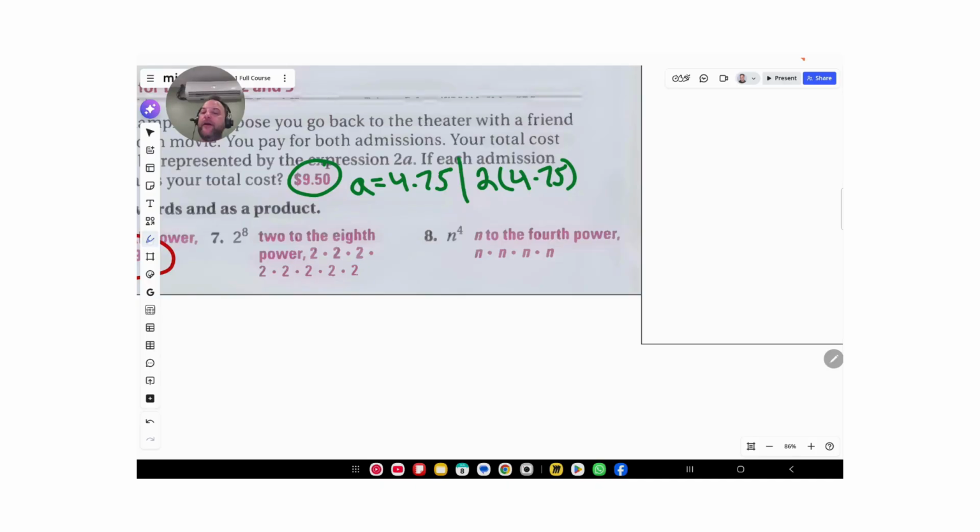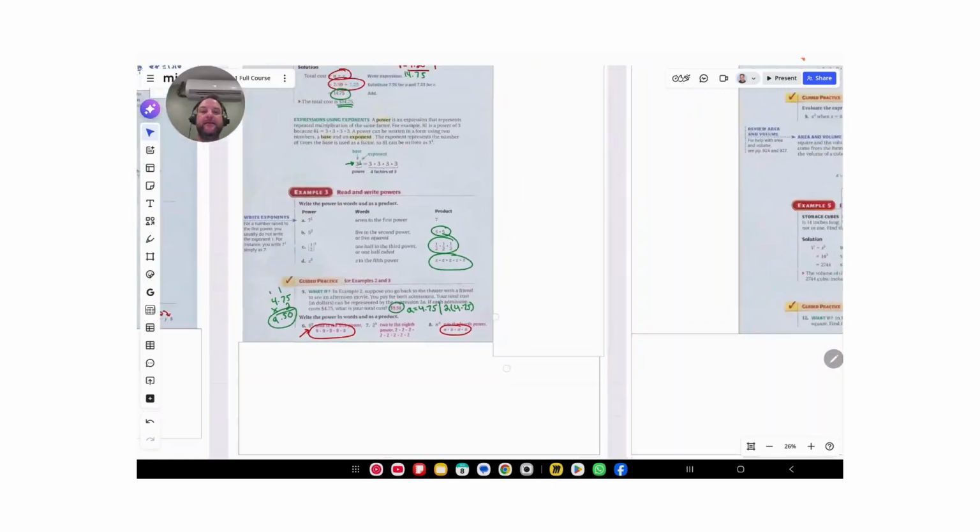Now, n to the 4th power, a variable, yes, we can multiply out the variable as well. N times n times n times n.